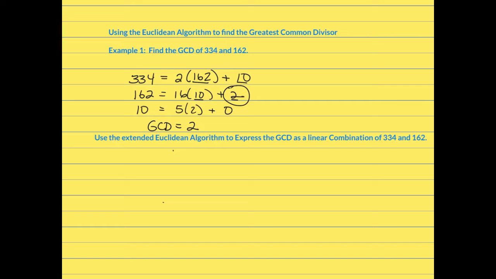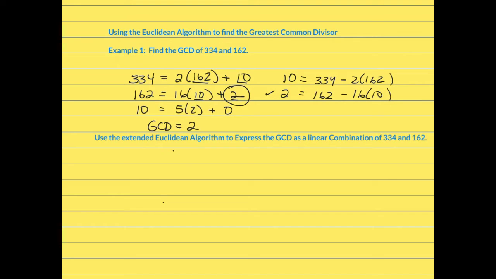Now we're going to use the extended Euclidean algorithm to express this GCD as a linear combination of 334 and 162. So the first thing we're going to do is go back to each one of these equations and solve for the remainder. So 10 is equal to 334 minus 2 times 162. And 2 is equal to 162 minus 16 times 10. Okay, so now we're going to start with the last equation on our list.